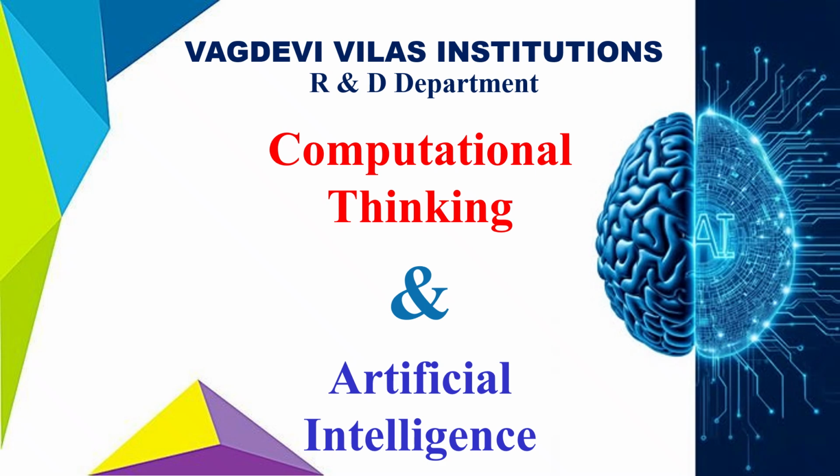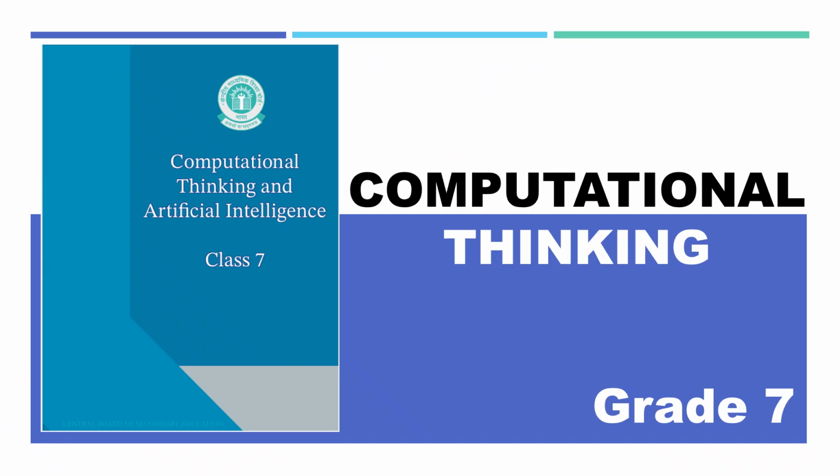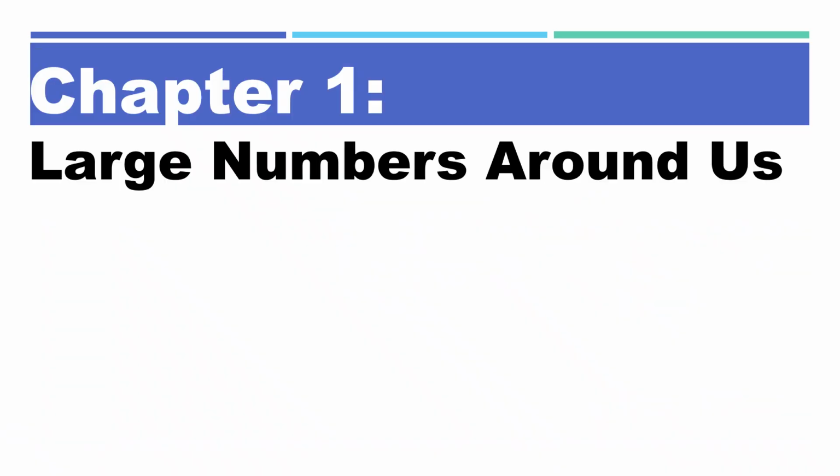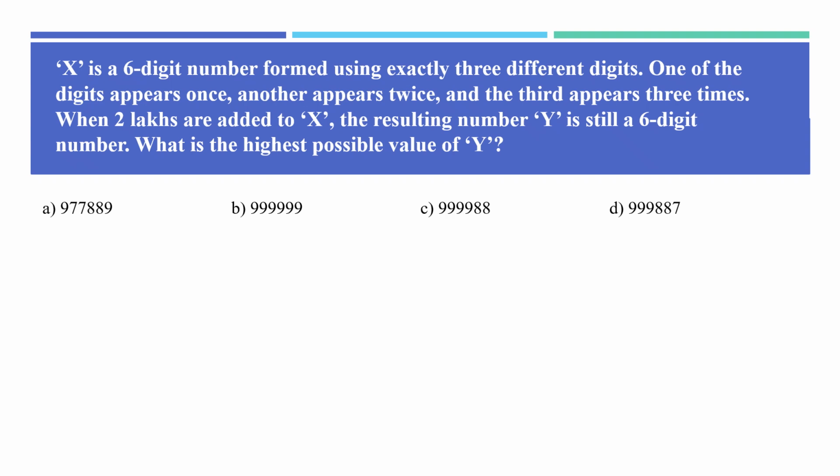Today's concept is computational thinking for grade 7. Chapter 1, large numbers around us. Here we have our first question.